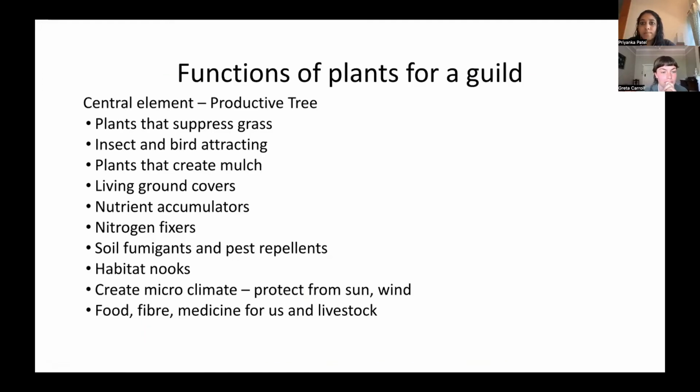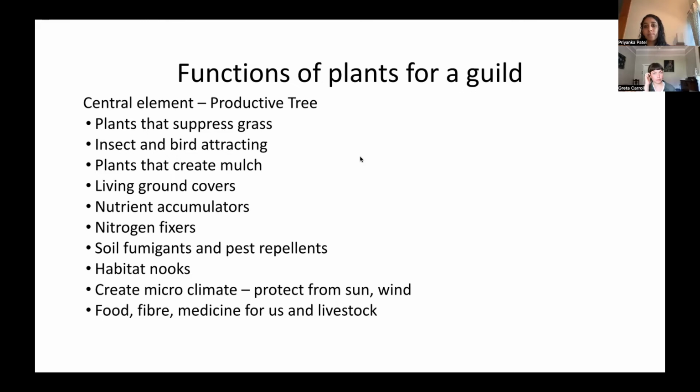So I've got a little list here as well that we might think of. When we're putting together a guild, we might generally focus on a central element, a central tree. It could be a fruit tree or a nut tree, generally in terms of a food forest. Because we don't want to be doing a whole lot of work for the food forest and providing all of the needs like the water and the fertilizer and the mulch, we want all the plants to do these things. So these are the different functions we want plants to do.